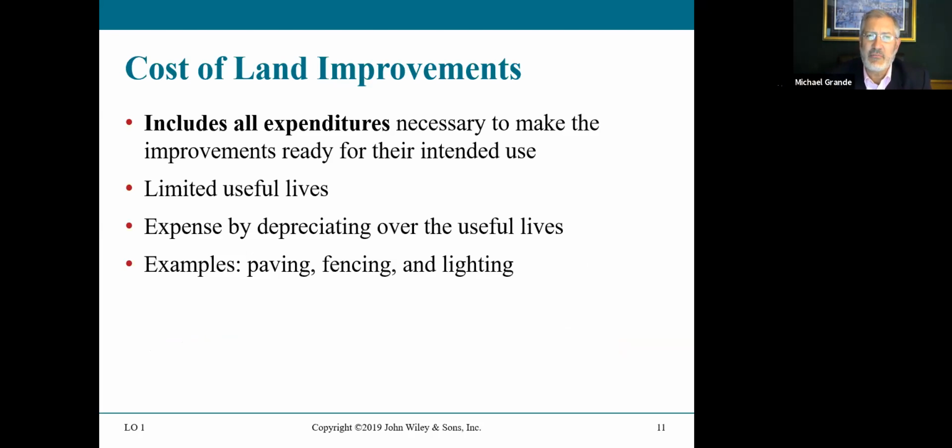Cost of land improvements includes all expenditures necessary to make the improvements ready for their intended use. Limited useful lives. Again, these are improvements expensed by depreciating over the useful life. Examples of these things are paving a parking lot, fencing around the property, lighting of the property. These are land improvements subject to depreciation. What we're going to find out is land is not subject to depreciation.